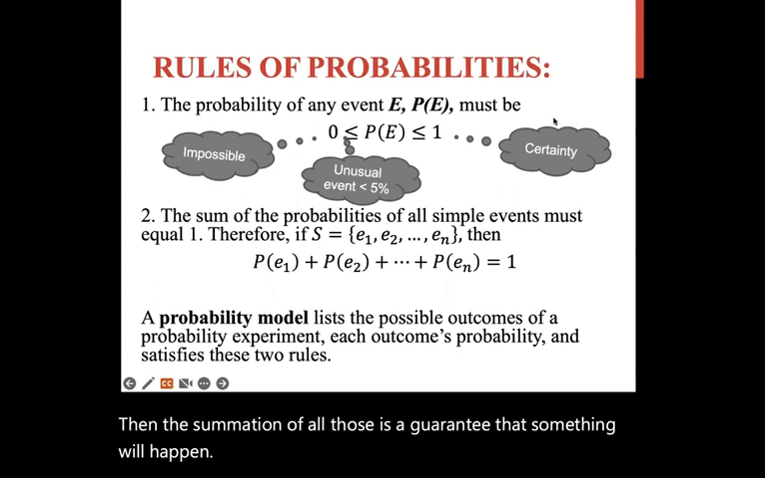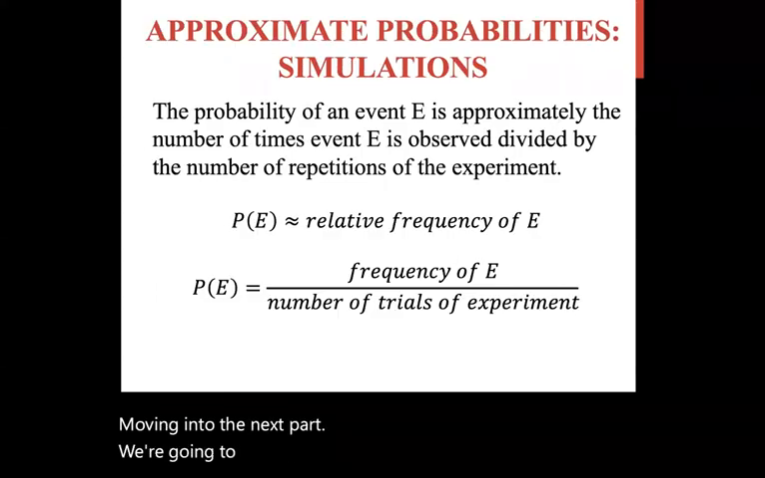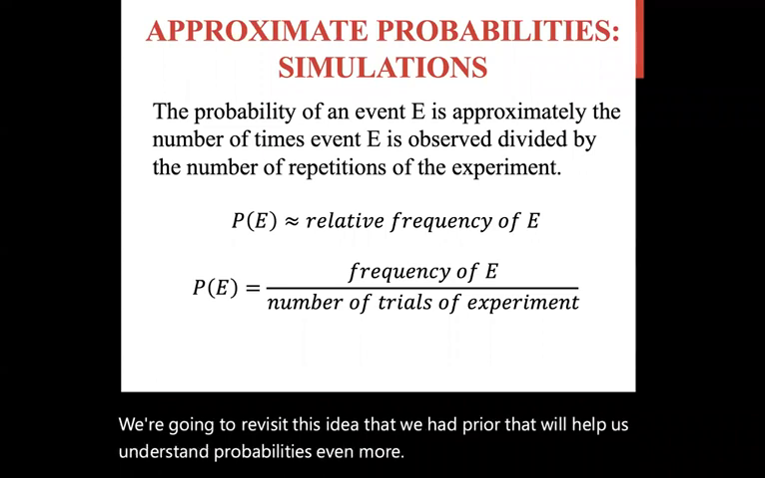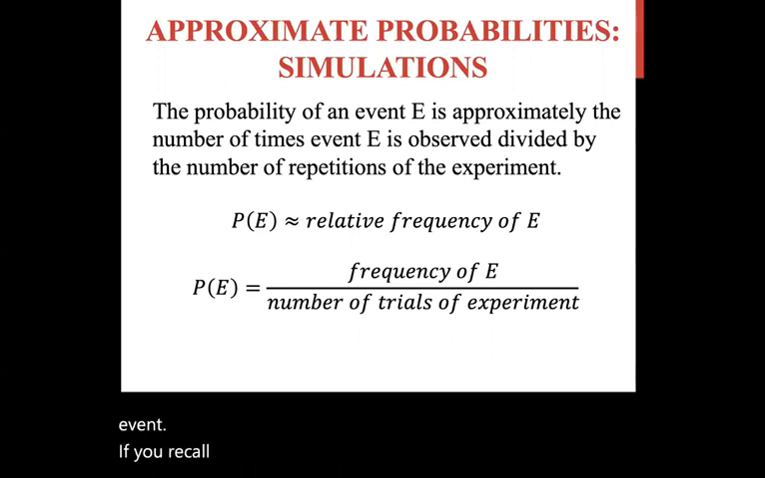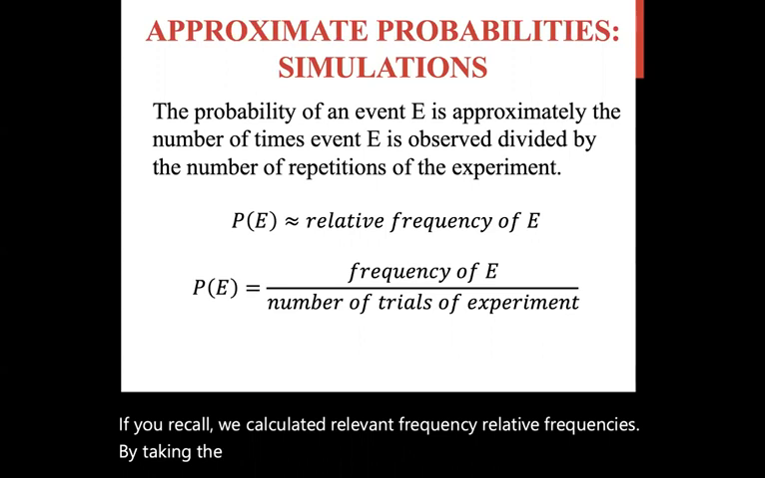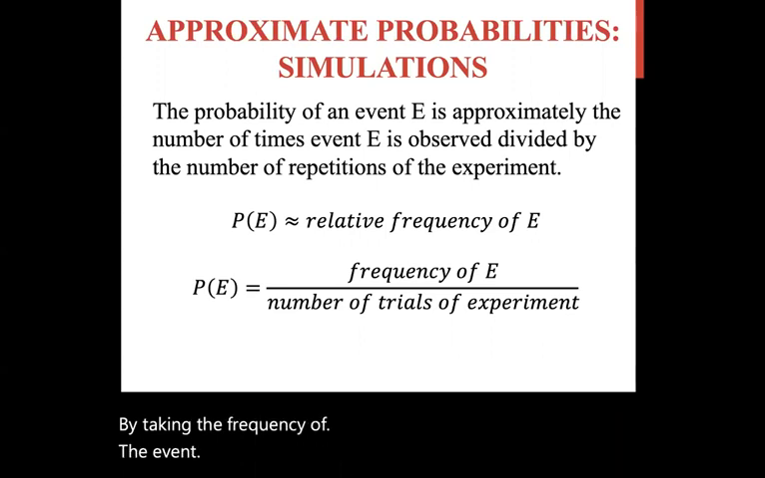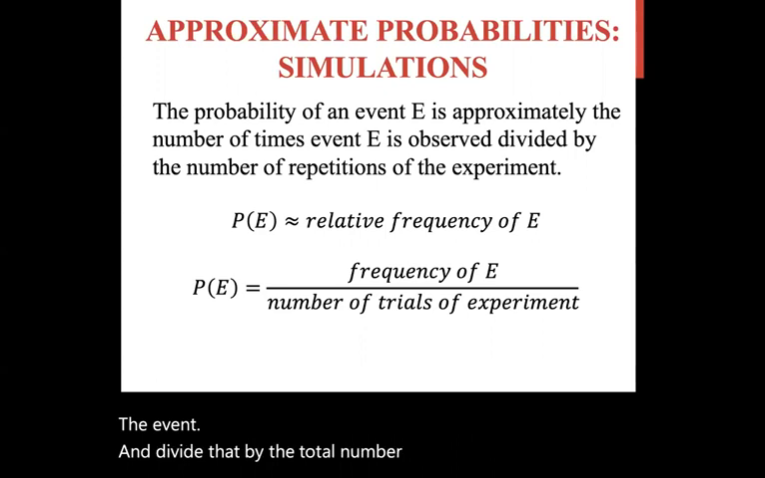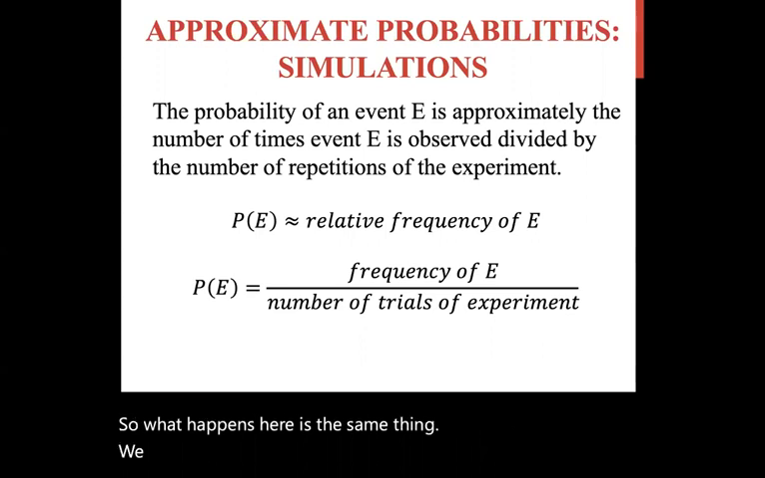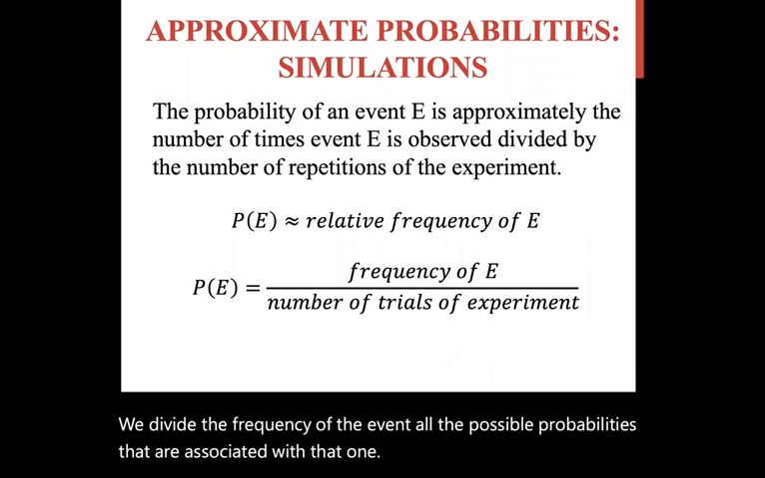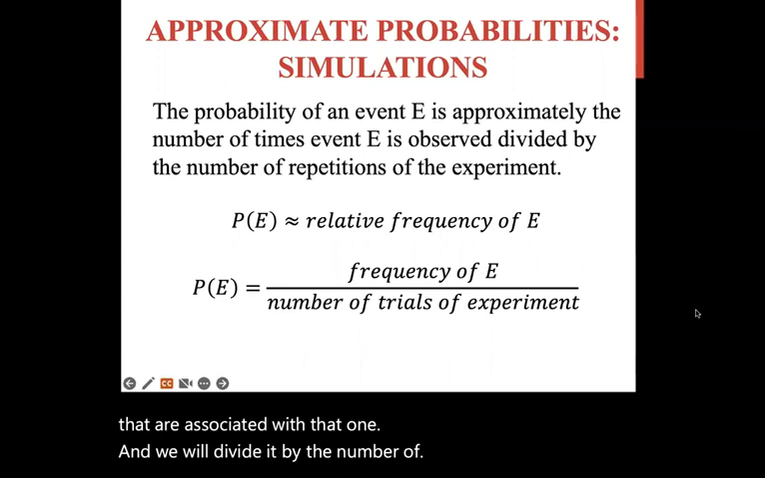Moving into the next part, we're going to revisit this idea that we had prior that will help us understand probabilities even more. Another way to view a probability is as a relative frequency of an event. Now, if you recall, we calculated relative frequencies by taking the frequency of the event and dividing that by the total number of frequency. So what happens here is the same thing. We divide the frequency of the event, all the possible probabilities that are associated with that one, and we will divide it by the number of trials or experiments.